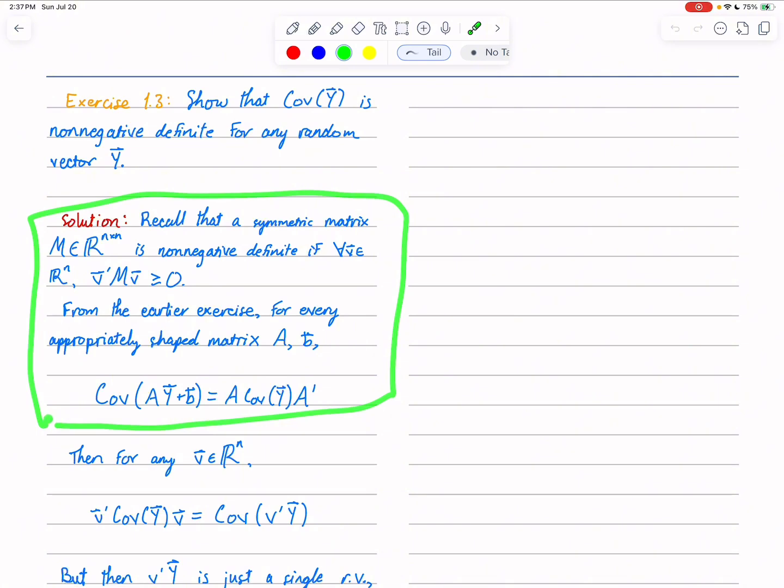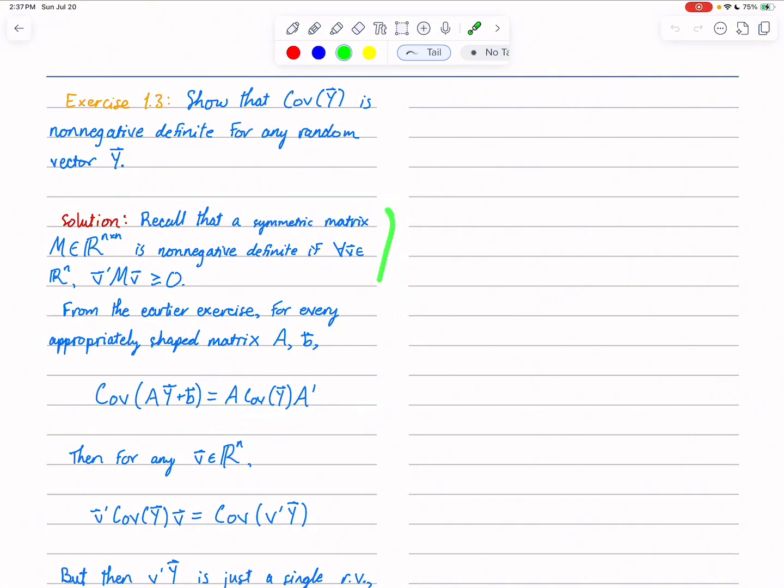we are going to prove that the covariance is a non-negative definite matrix. Just by definition of what we have to do for that, we will go ahead and set V as any arbitrarily chosen vector from the space of vectors R^n. And let's try to write down V transpose covariance Y times V, right? Because after all, this is just what we need to show that covariance of Y is non-negative definite.